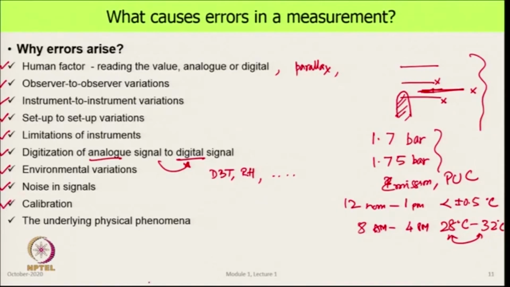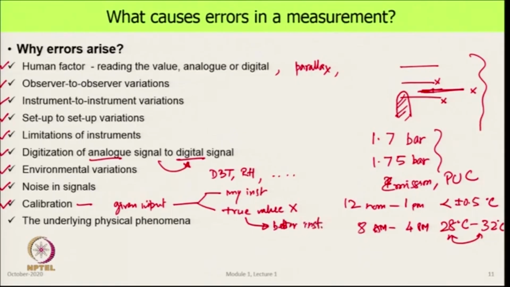Then there is error associated with calibration of an instrument, and we will learn a little bit about this. Calibration means we are saying, for a given input, what does my instrument give and what is the true value. True value we do not know. So, the next best estimate of true value is from a much better quality instrument, and this we say is a calibration standard.